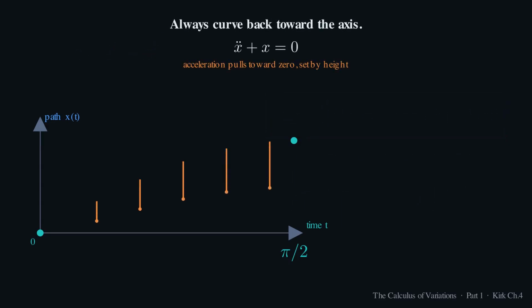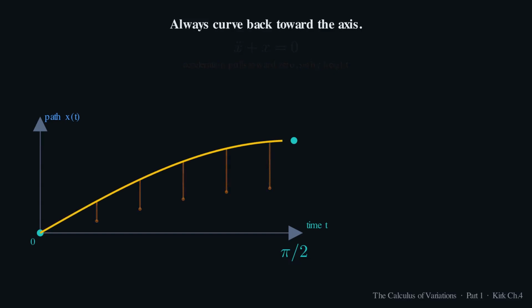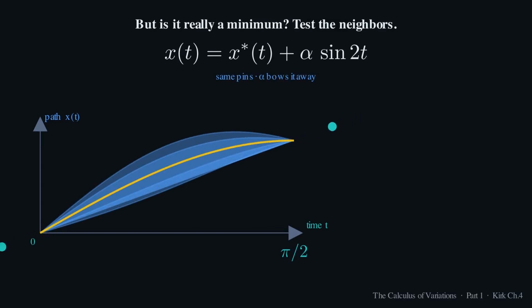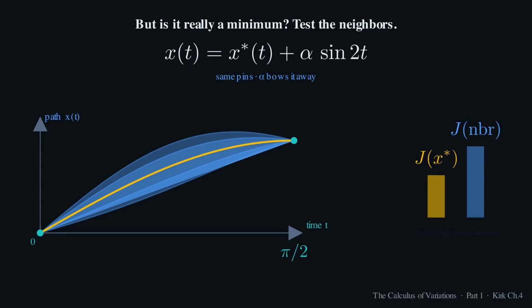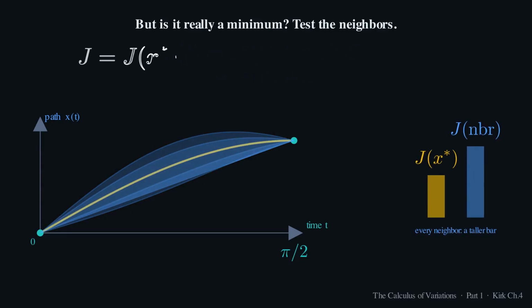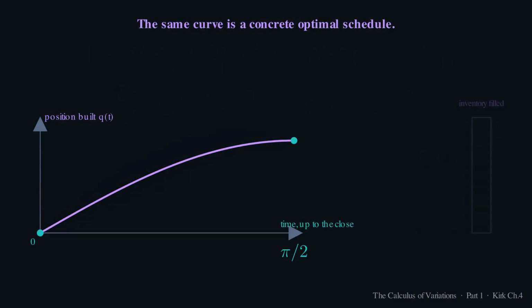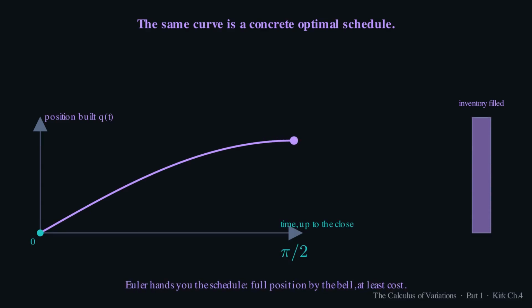a sine wave. Fit the endpoints and the extremal is exactly sine t, rising from 0 to 1 over a quarter period. But is it really a minimum? Add any neighbor, sine t plus a little wiggle, and recompute the cost. It comes out as the optimal cost plus 3 pi over 4 times alpha squared, a strictly positive surcharge. Every neighbor costs strictly more. The sine curve doesn't just satisfy the equation, it wins.